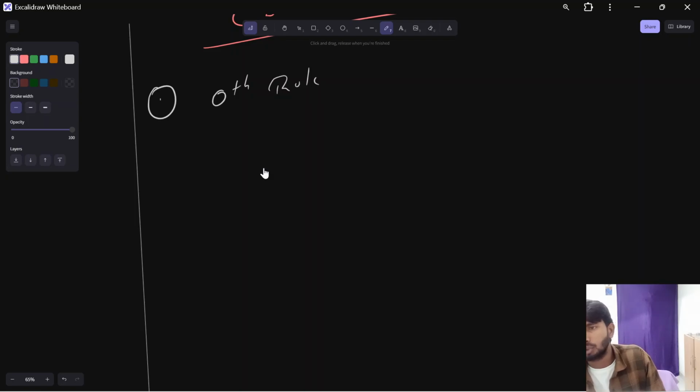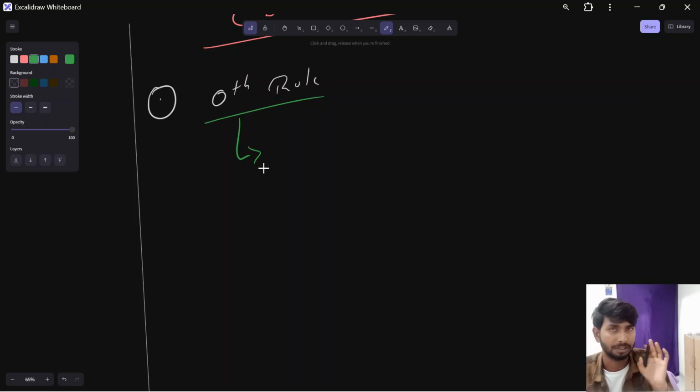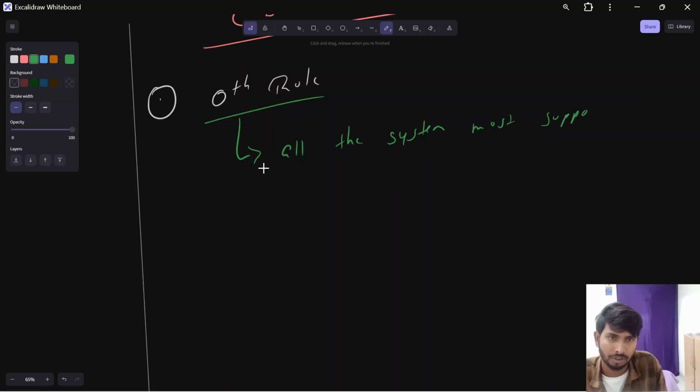In the zero rule, what does it say? In the zero rule, all systems must support a relational database. All the systems you have must support the database system's relational database features. The basic rule is that all systems must support relational database features.